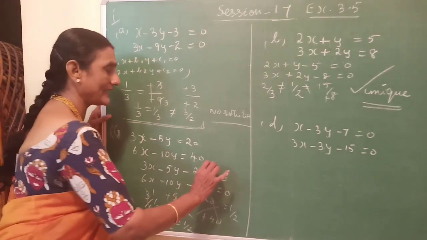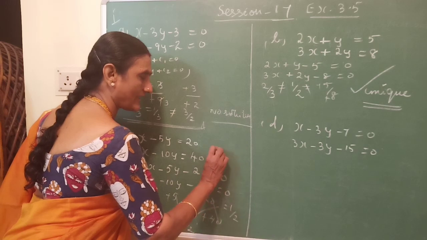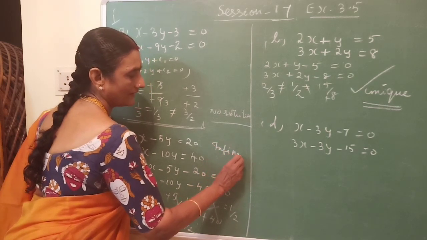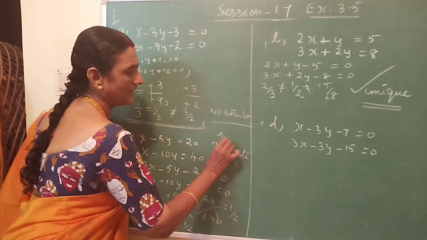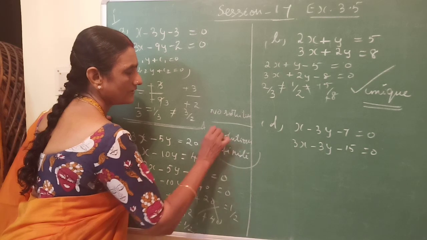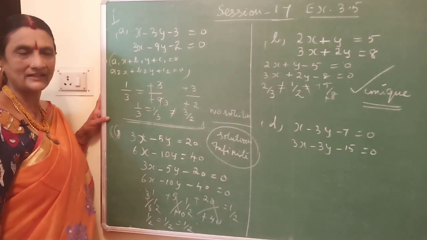Okay, so we are not going to solve it. We are simply writing it as infinite. So, the solutions are infinite. We can write like this. Are you understanding? Is that clear to you?